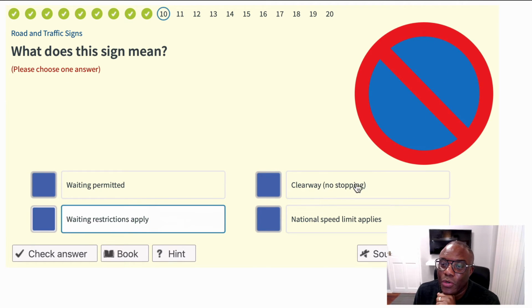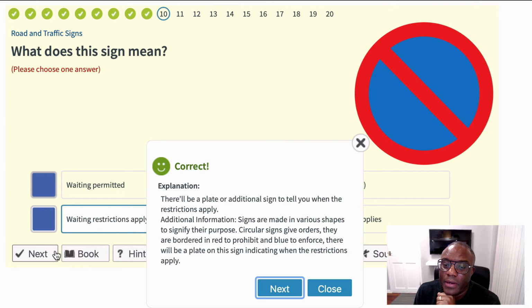Clear way, no stopping. So that would be the red X. And national speed limit applies. Similar answer to the previous question, really. It's a waiting restriction. It means you can stop to drop off or pick up your passengers, but you can't wait for them. And there you go, it's correct.